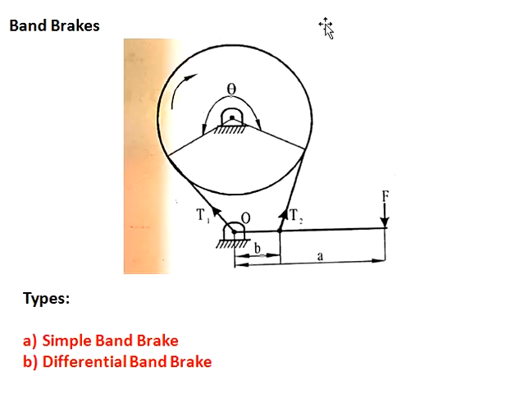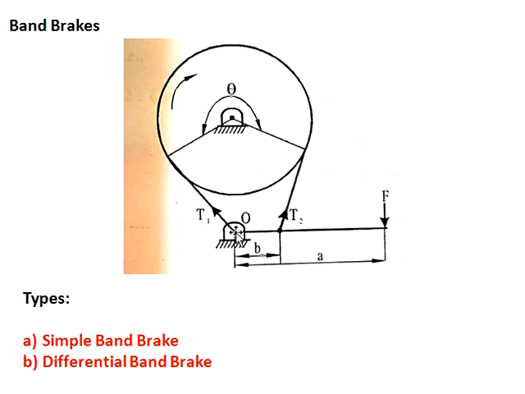So diagram of band brake is shown here. A band brake consists of a flexible band as shown in diagram. It consists of a flexible band made of steel strip, but this steel strip will be lined with some frictional material and it is wrapped partly around a drum. It is classified into two types, simple band brake and second one differential band brake.